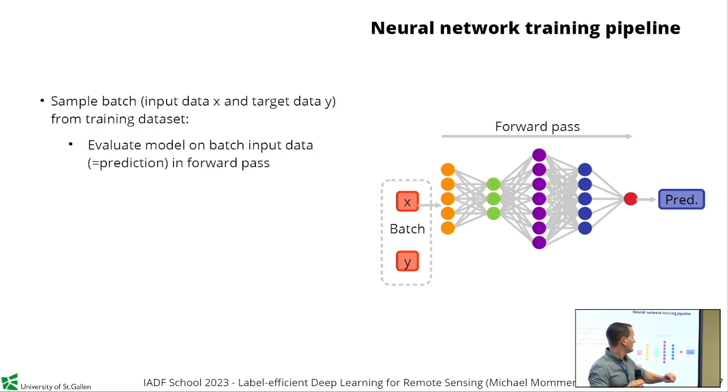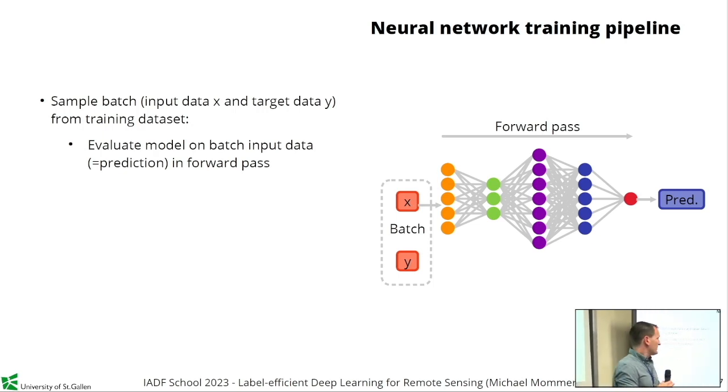But in the future, we want this prediction to be the same as this Y. Okay? Because this is the ground truth. This is what we know. And we want the model to have this prediction similar to this Y. It doesn't have to be perfect, but it should be as good as possible. It should be as close as possible.